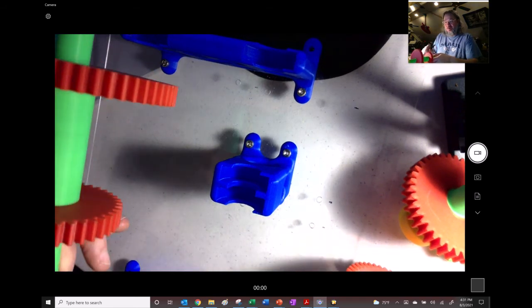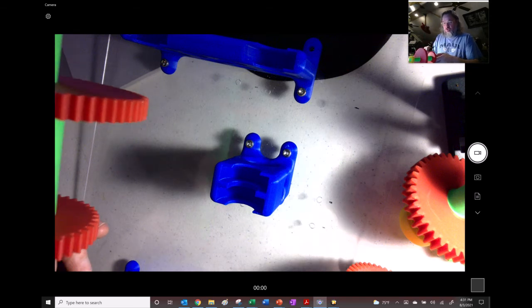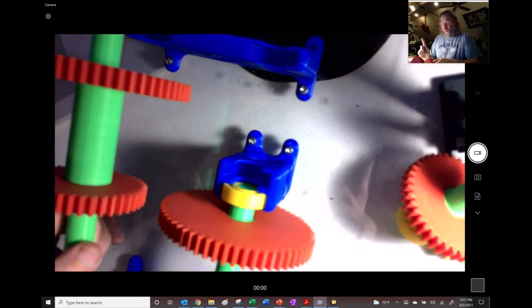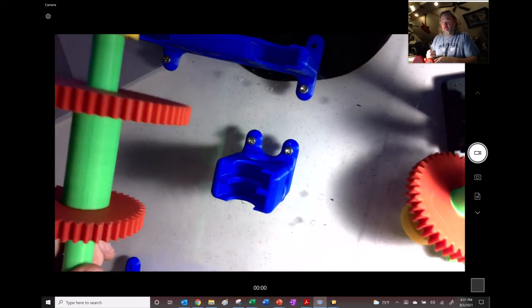Remember, it's kind of weird. You have to think it through, that this gear right here is pushing down on this output gear. But this output gear is pushing back up onto here, okay?